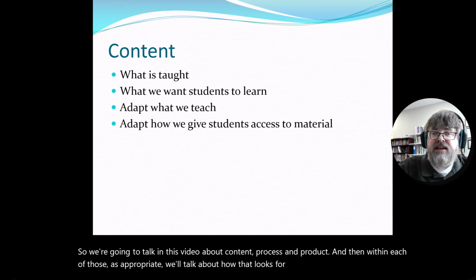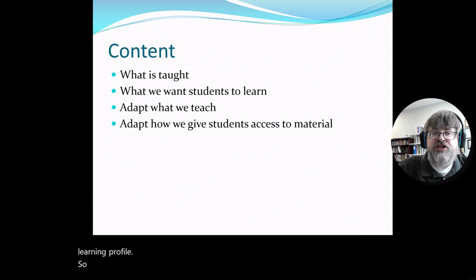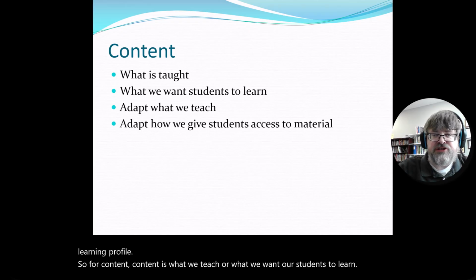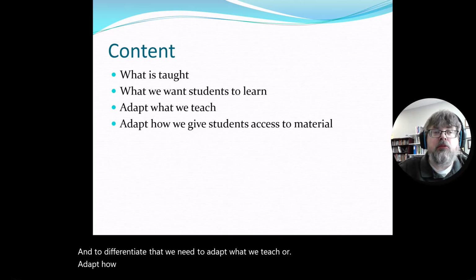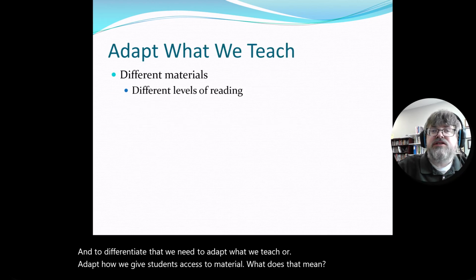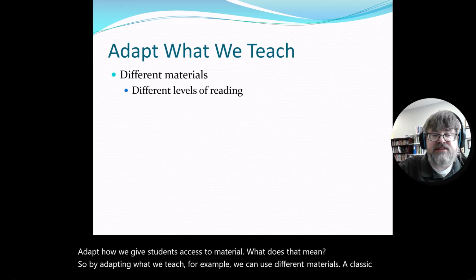So for content, content is what we teach or what we want our students to learn. And to differentiate that, we need to adapt what we teach or adapt how we give students access to material. What does that mean? By adapting what we teach, for example, we can use different materials. A classic example is materials written at different reading levels.